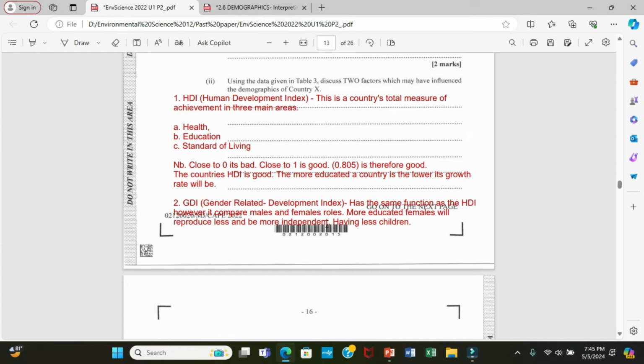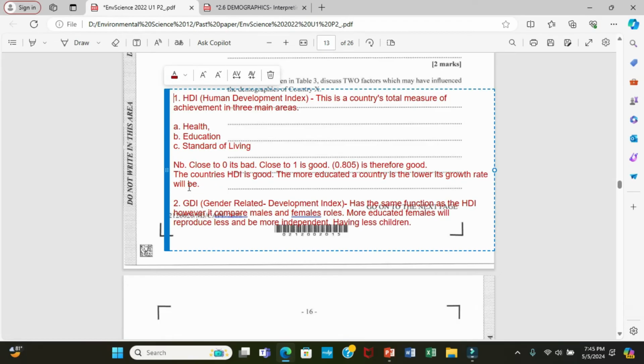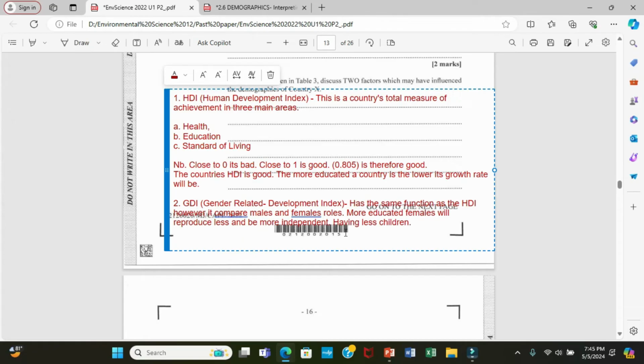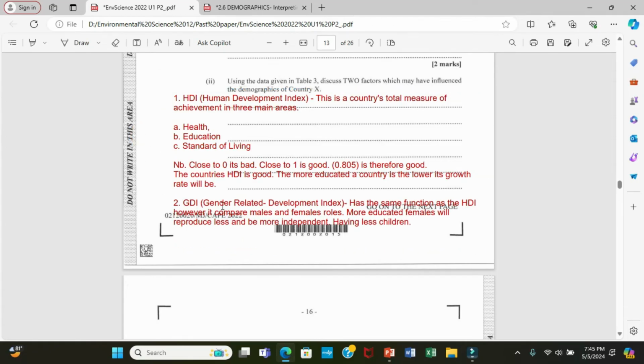Now the GDI is also used as an index. It influences the growth rate of the country. So the GDI, guys, is the gender related development index. Now it looks at these three different areas, similar to the human development index. So let me read it. The gender related development index has the same function as the HDI. However, it compares males' and females' roles. And of course, as I mentioned a while ago, more educated females will reproduce less and be more independent, having fewer children, and hence a lower growth rate of the country will result.